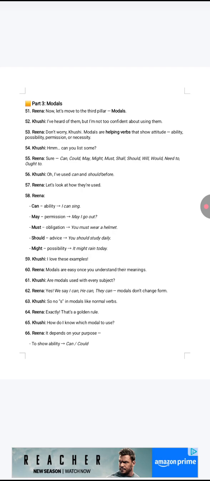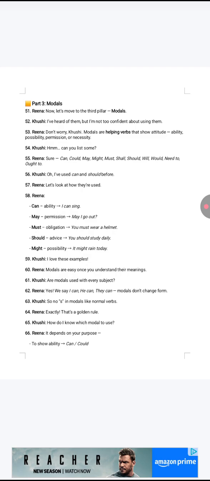Next we have may. May we use for permission, for taking permission. For example, may I go out? Third we have must. We use must for obligation. For example, you must wear a helmet while driving. Next we have should. Should we basically use to give advice to another person. For example, you should study daily.